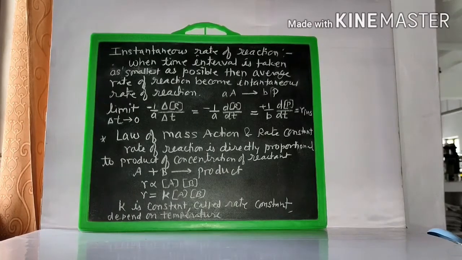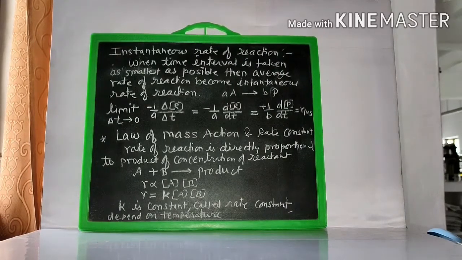Instantaneous rate of reaction: when the time interval is taken as small as possible, then the average rate of reaction becomes the instantaneous rate of reaction. So the limit delta t tends to 0, minus 1 upon a, delta A upon delta t, becomes minus 1 upon a, dA upon dt.